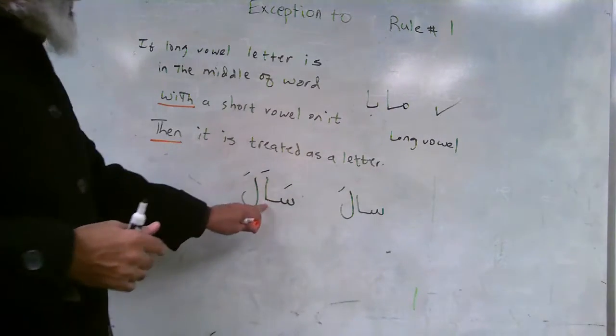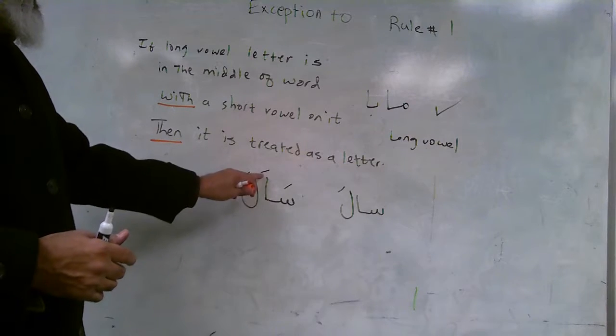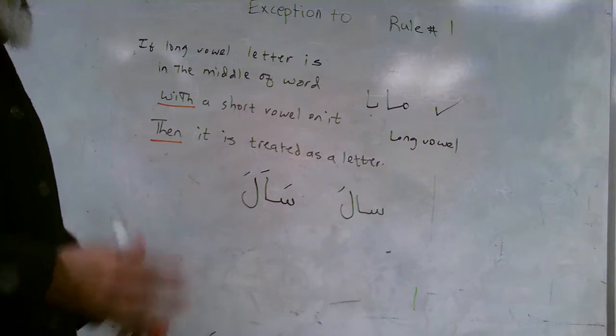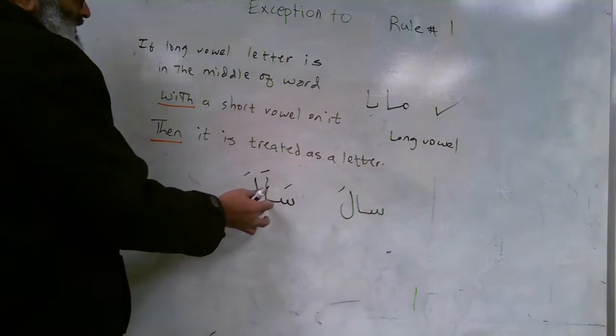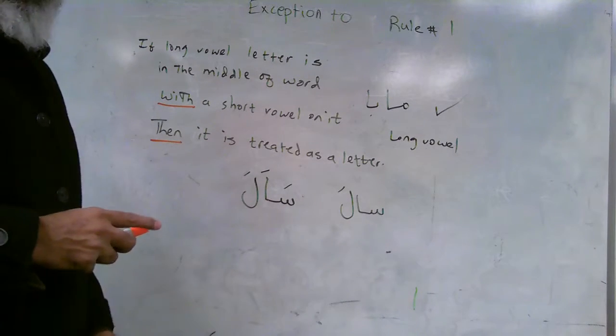You notice that now I have to pronounce this letter because this long vowel letter has a short vowel on it. It could be fatha, kasra, dhamma, any of them, and now it needs to be read. And its sound will be the sound of alif.